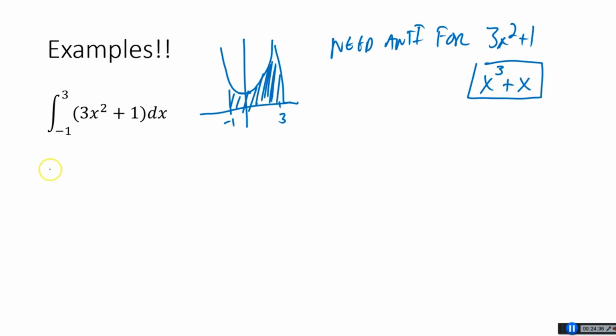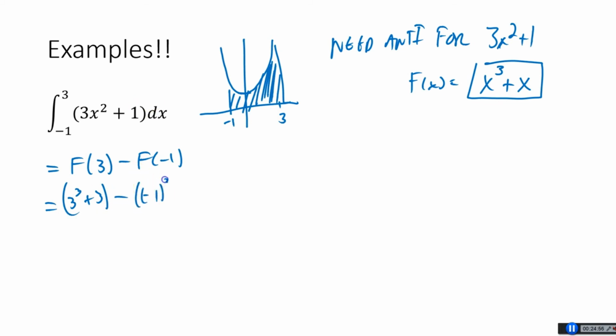So that means all I have to do is plug in the 3. So let's call this capital F of x. That's our antiderivative. So F of 3 minus F of -1. So that's going to be 3 cubed plus 3, minus F of -1, which is -1 cubed minus 1. So 3 cubed is 27 plus 3 is 30. Minus -1 cubed is -1, minus 1 more is -2. 30 plus 2 is 32. So that area underneath the curve between -1 and 3 is exactly 32.